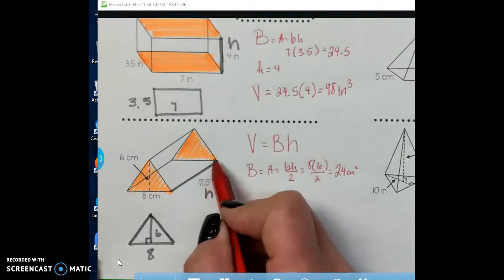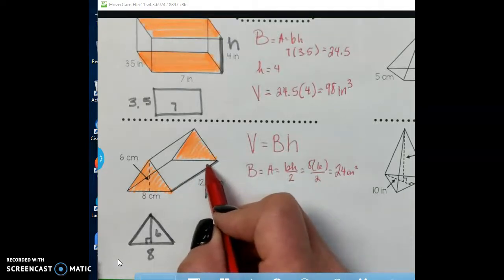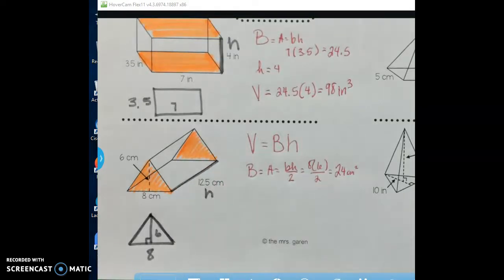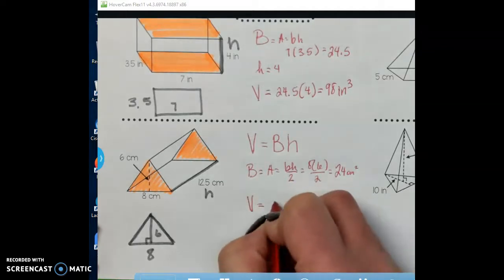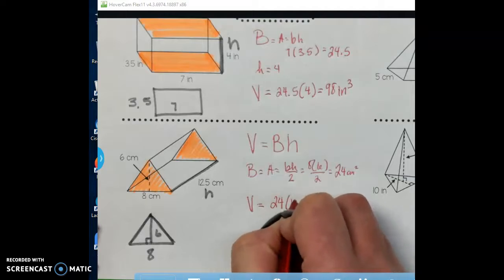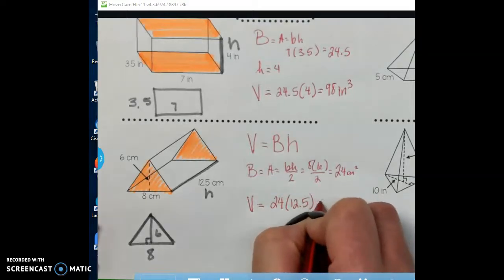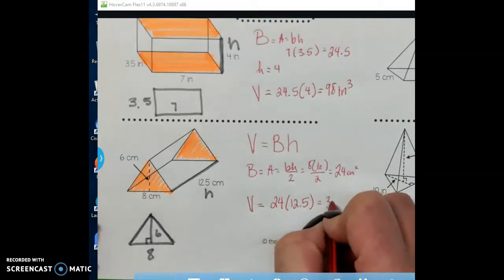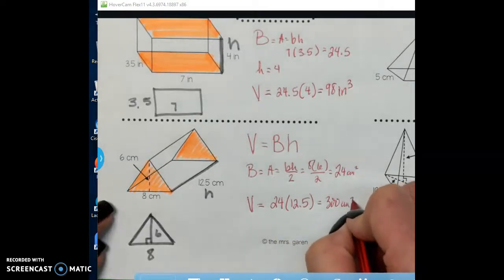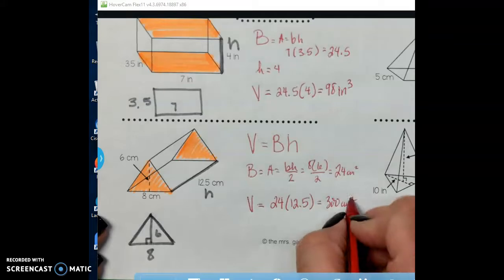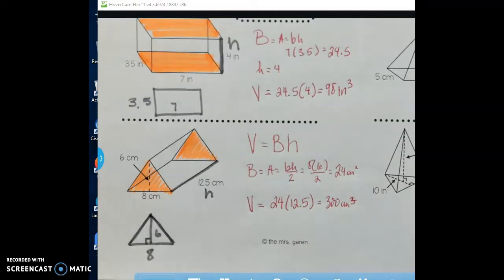So our height, I labeled it right here. It's labeled as the distance between the bases. We talked about how some of these shapes are not always going to be standing up, but we are aware that height is going to be height no matter how your shape is positioned. So we're ready to find our volume. 24 times 12 and a half will give us 300 cubic centimeters. I don't know why I wrote 2. It's 3 cubic centimeters.